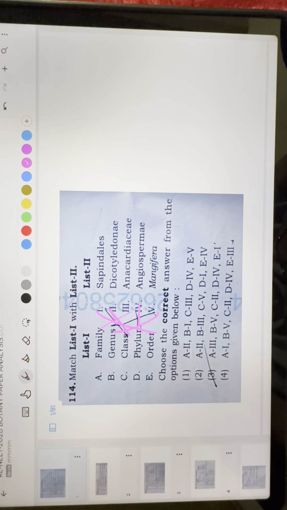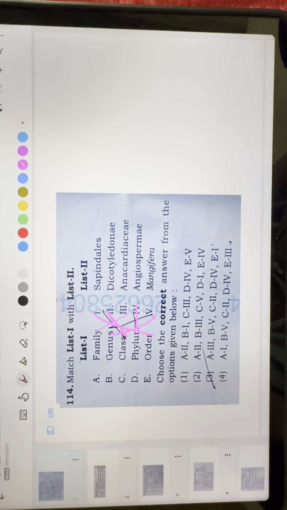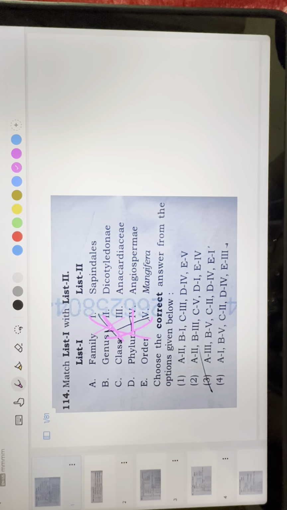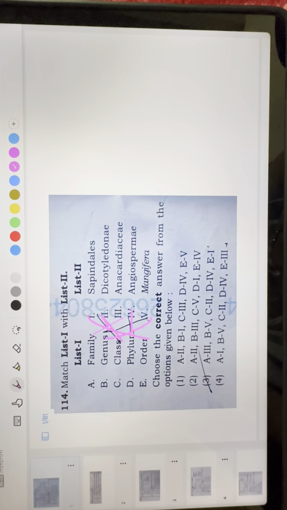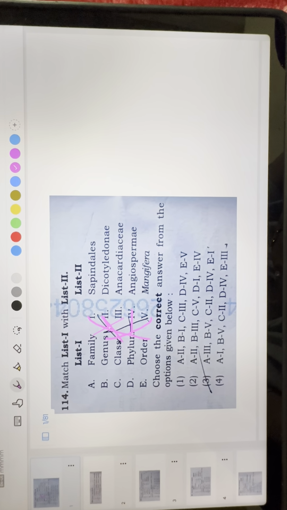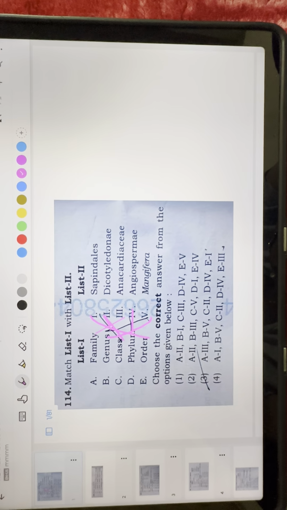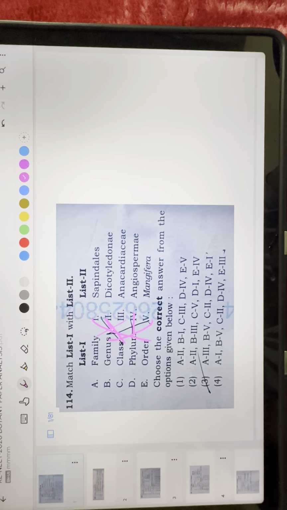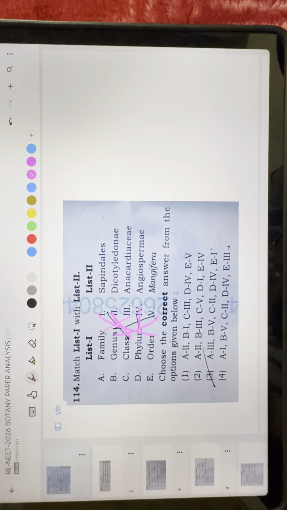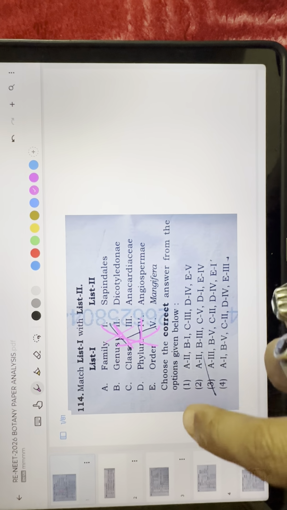And the botany paper was very easy, where we expected a little bit moderate, but it was very easy. 51 questions have occurred in the RE-NEET examination from the botany part. Let's discuss the botany part. The first chapter is living world. So here we go. First question, match the following.